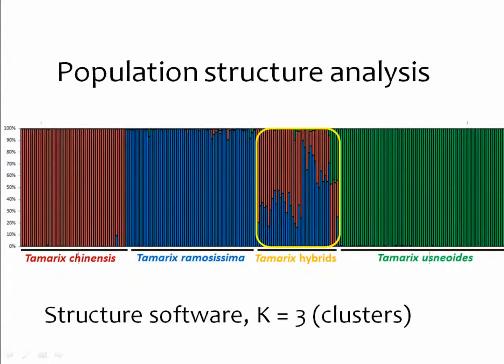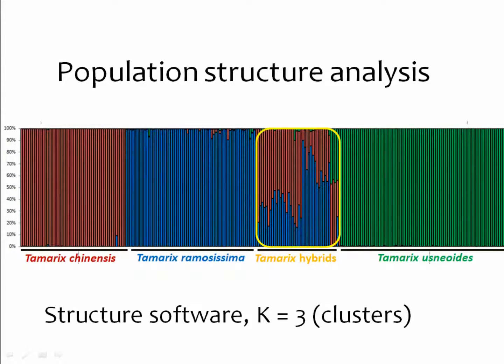Then I went on to do a population genetic study, and this was analyzed using a software called Structure. When I ran the Structure software, it resulted in 3 clusters, and this was expected because of the 3 different species that I'm looking at.